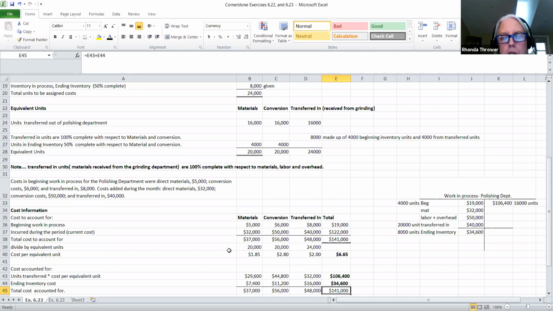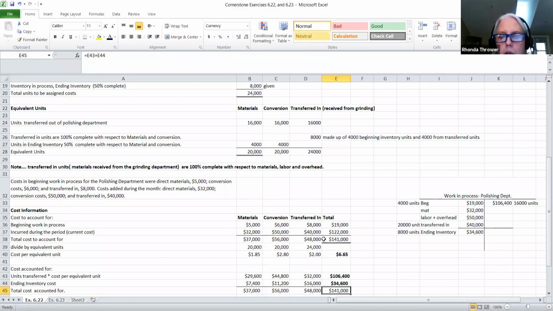The next thing that you need to determine in your cost information, or really the first thing you need to determine, is the cost per equivalent unit. To find the cost per equivalent unit, you take the total materials cost for the period and divide it by the materials equivalent units. The cost per equivalent unit for materials is $1.85. For your conversion, your total conversion cost for this period was 56,000, these two added together. Divide it by 20,000, and that will give you $2.80, which is your cost per equivalent unit.